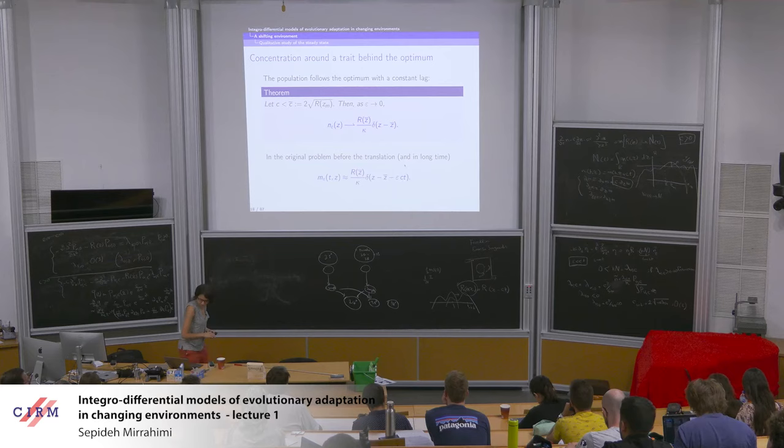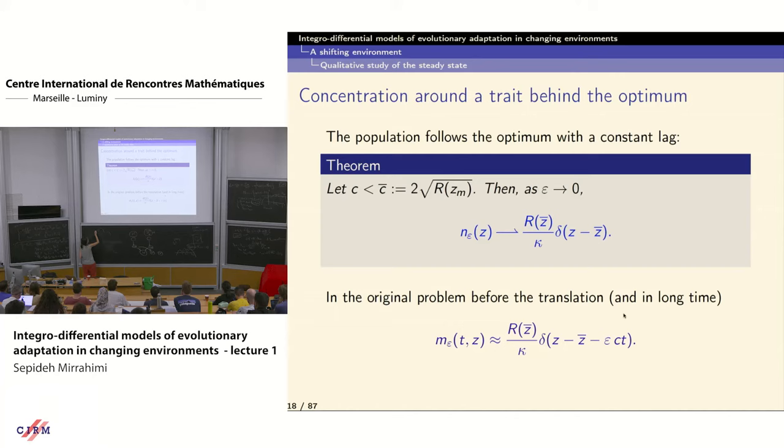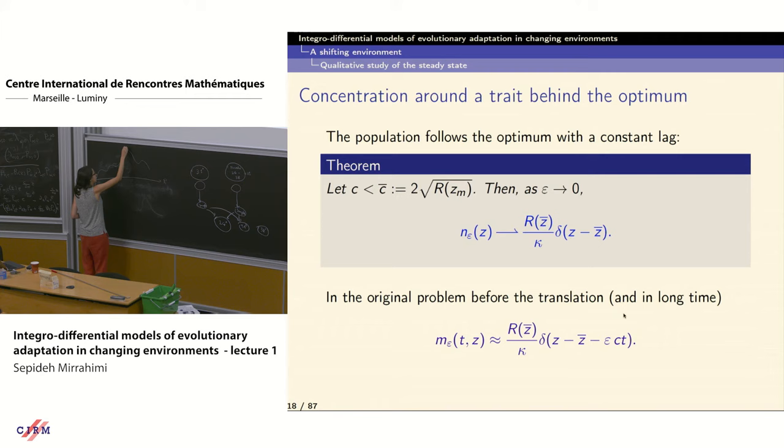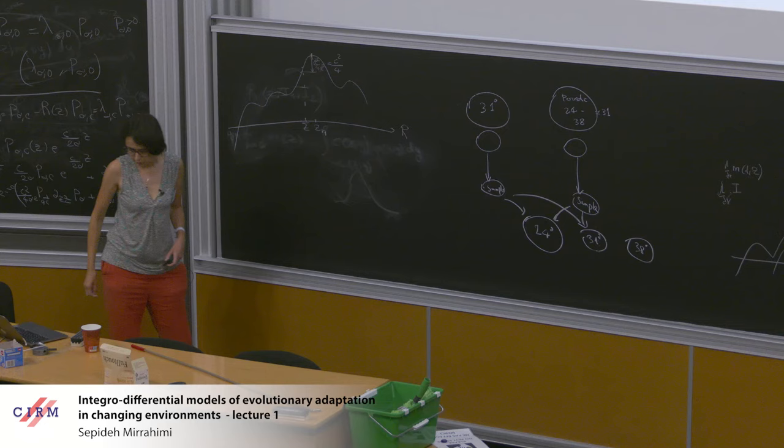So Z bar, so R had a form like this. Okay, so this is some R. This is Zm, the maximum point. And Z bar is something here. And here we had a difference with C squared over 4 sigma. But we put sigma like epsilon squared. We renormalized things. So sigma is epsilon squared, and C was replaced by epsilon C. So what we will have, with new notation, is C squared over 4. Okay?